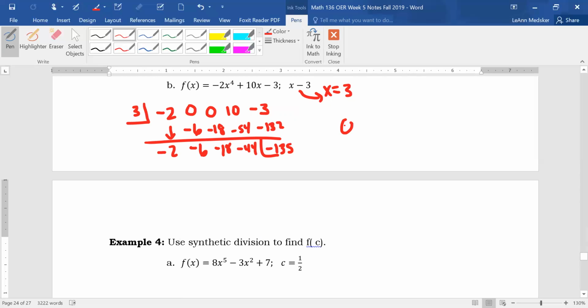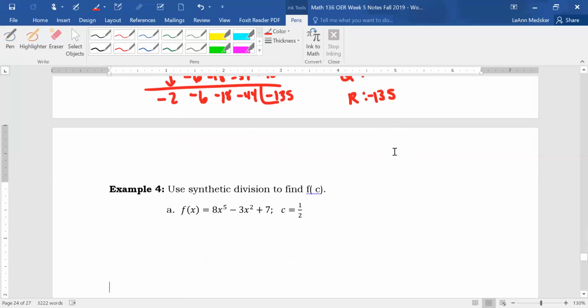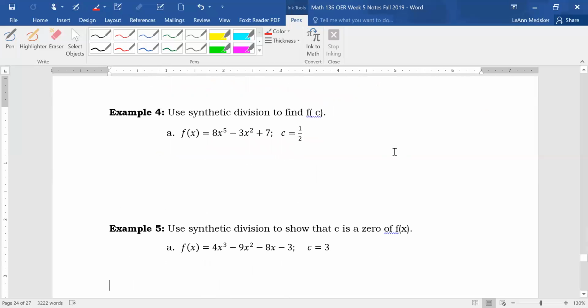So remember, your quotient is the part that's in front of this remainder box right here, and it's always 1 power less than what you started with. So it's negative 2x to the third minus 6x squared minus 18x minus 44 with a remainder of negative 135. And remember, we can only do synthetic division if we're dividing by an x to the first power.